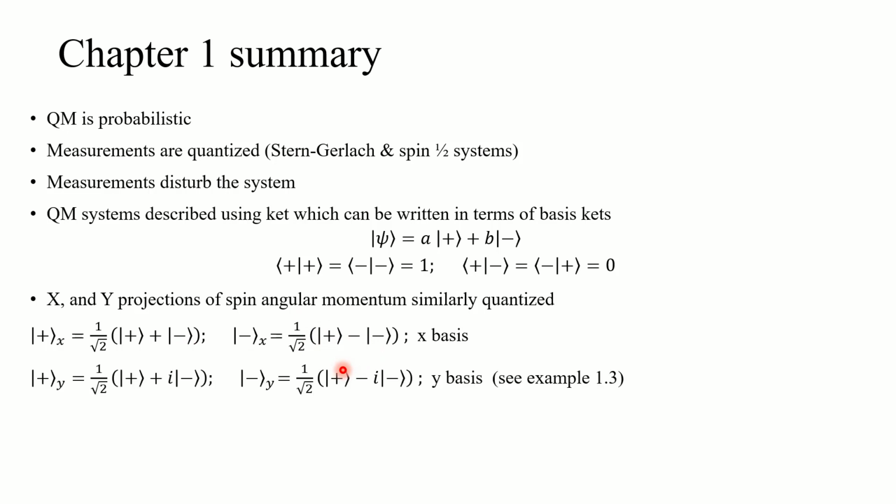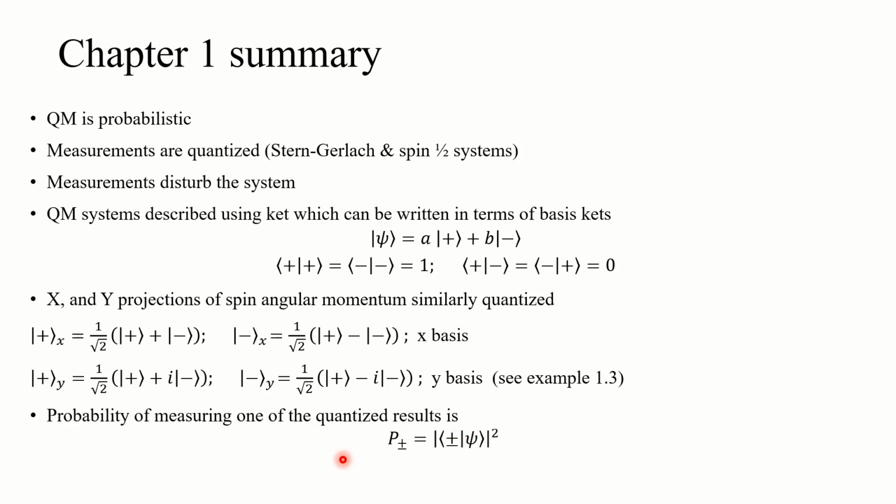And although we didn't discuss this explicitly in any of our video lectures, example 1.3 from the book follows the same method that we did for our x bases to show that the spin up in the y direction and the spin down in the y direction can be written as these linear combinations of our z basis states.